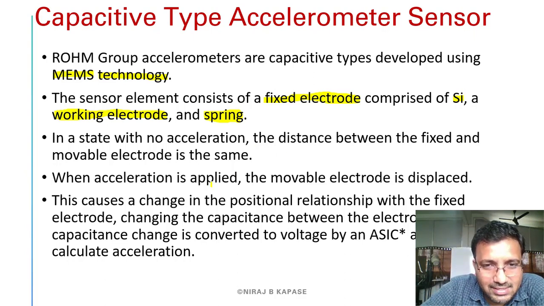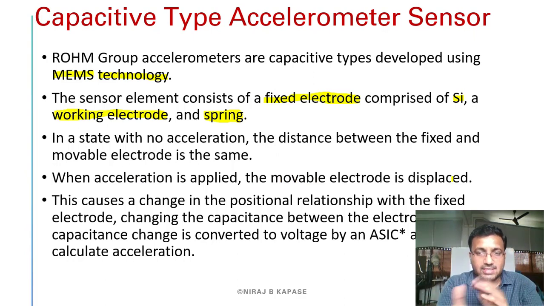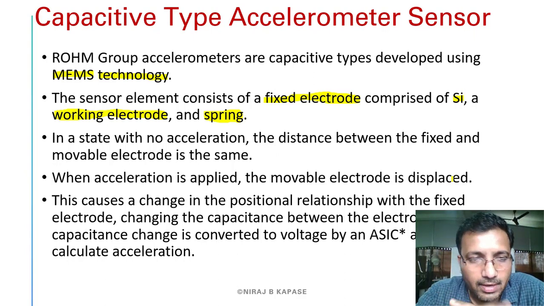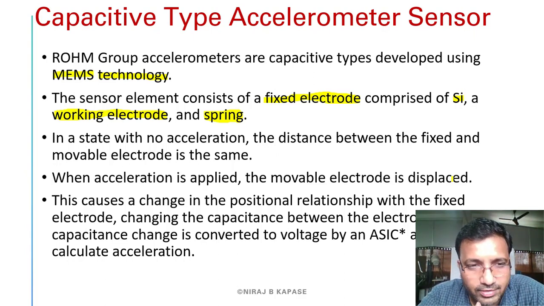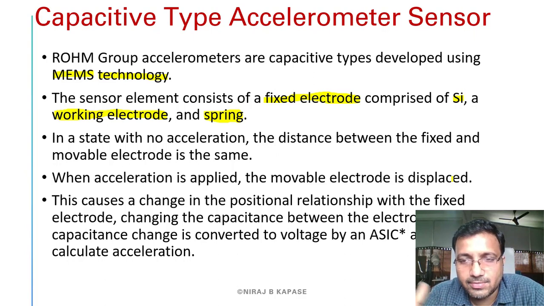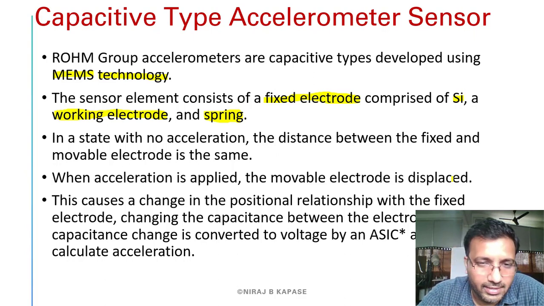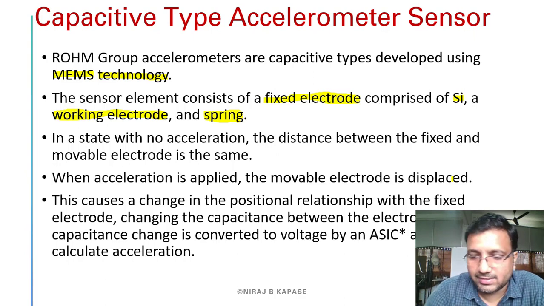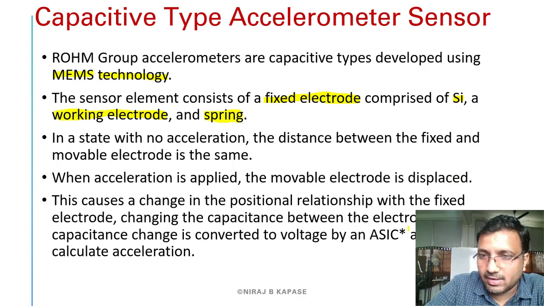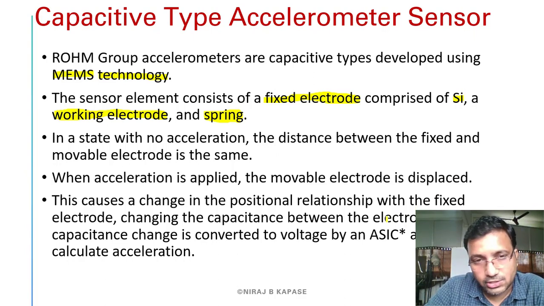When acceleration is applied, the movable electrode is displaced and changes its position. The change in the positional relationship with the fixed electrode changes the capacitance between the electrodes. The capacitance change is converted into voltage by using ASIC chips. There are different ICs available to convert capacitance into a voltage used for calculating acceleration. Like this we can get the output as a voltage. So this is the capacitance acceleration method.